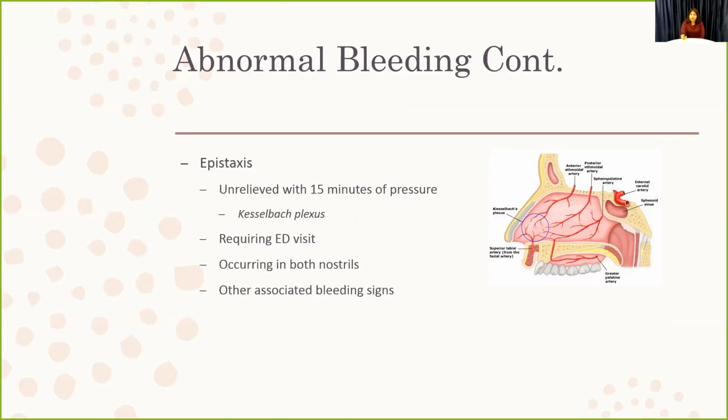However, if the bleeding nose is bilateral, in both nostrils, if it requires an ED visit, or if it's not relieved by 15 minutes of adequate pressure, and this is why I put up the picture of the Kiesselbach plexus, the pressure is usually applied in that area, and after 15 minutes they're still having bleeding, that's abnormal. Also, other associated bleeding signs, we talked about bruising earlier. If they're having menorrhagia, if the patient comes in and they have pallor, they're tachycardic, they're hypotensive, things like that.